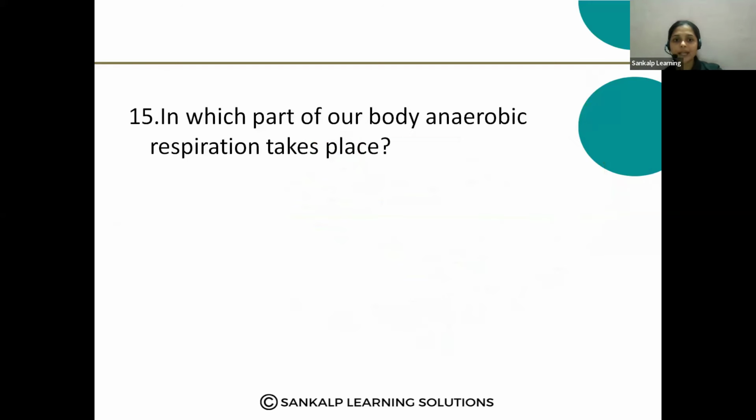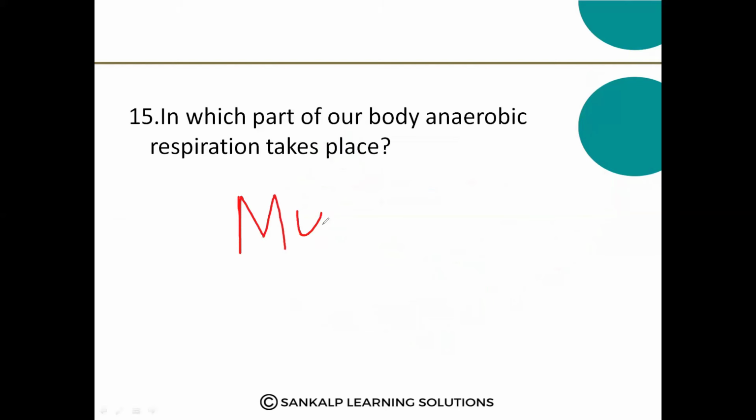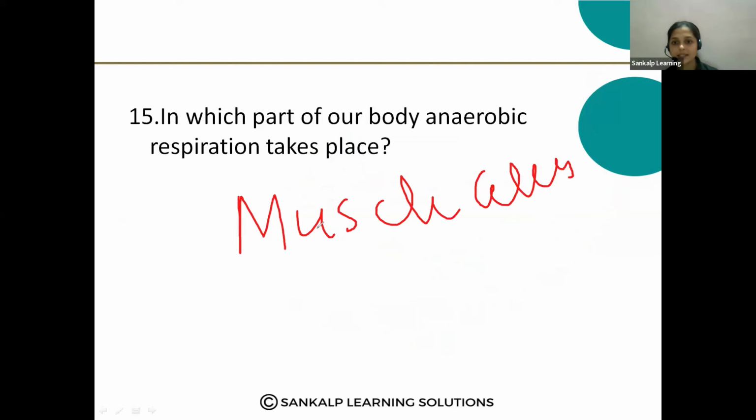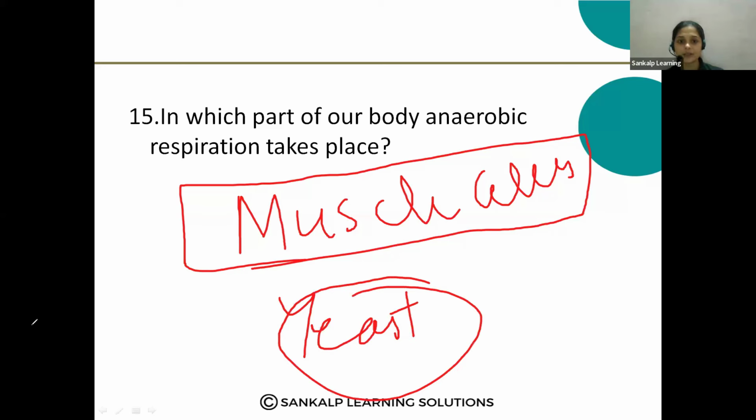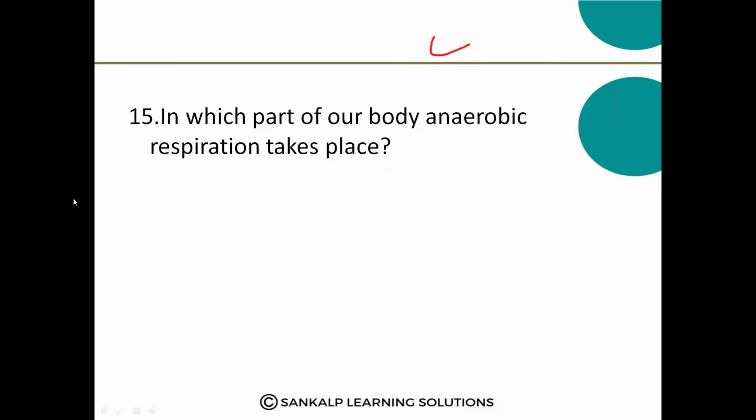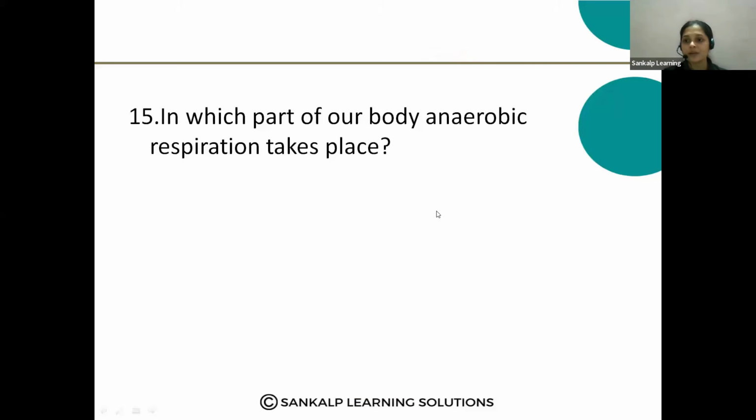Okay. See the next question. In which part of our body does anaerobic respiration take place? So muscles, yes, very good. In the muscle cells anaerobic respiration takes place, right? So the remaining cells of our body perform aerobic respiration. Other than the human body, there are some lower organisms where anaerobic respiration takes place. In which organism? Anybody? In the yeast, anaerobic respiration takes place. Mitochondria carry out the aerobic respiration. Okay.